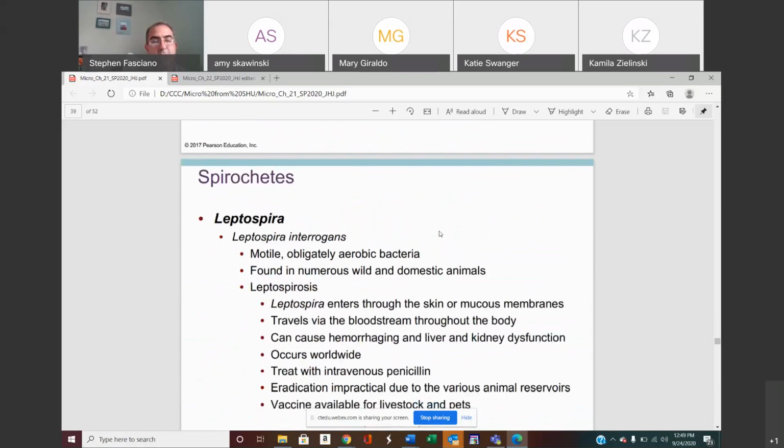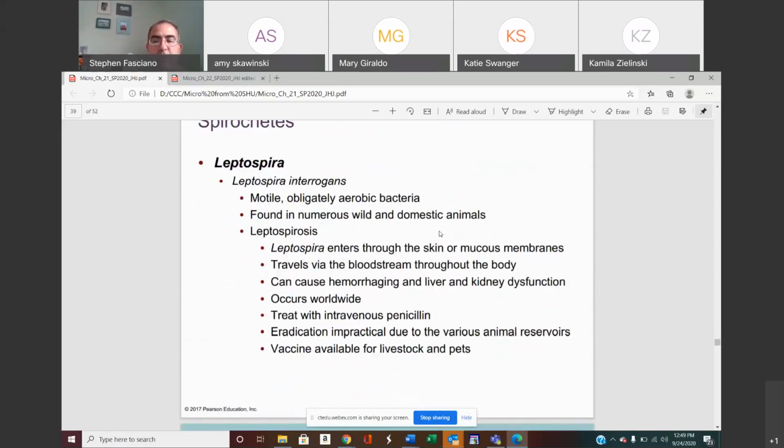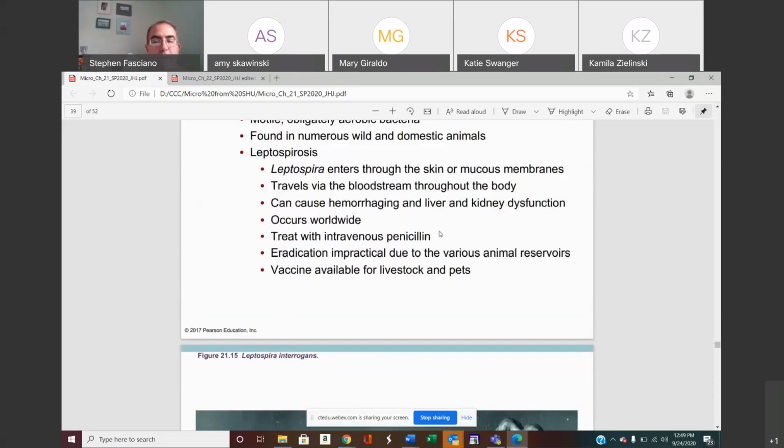Then we get Leptospira. These are motile, obligately aerobic bacteria, meaning that they move and they need oxygen. They're found in a lot of wild and domestic animals worldwide.